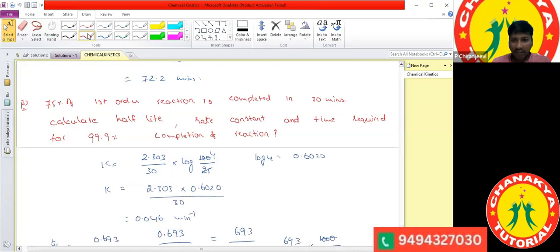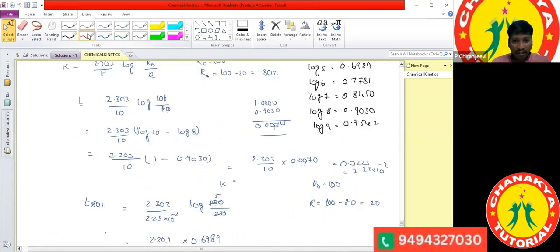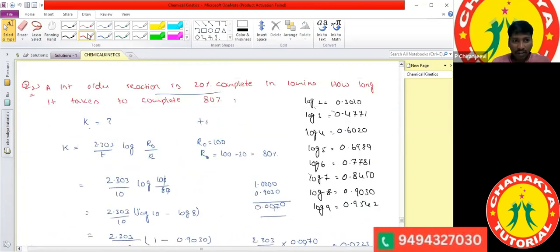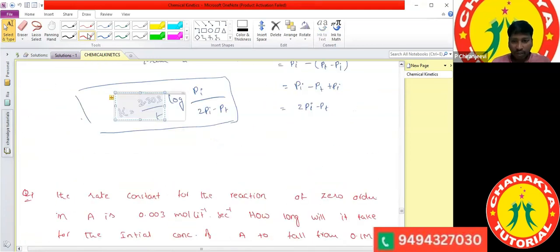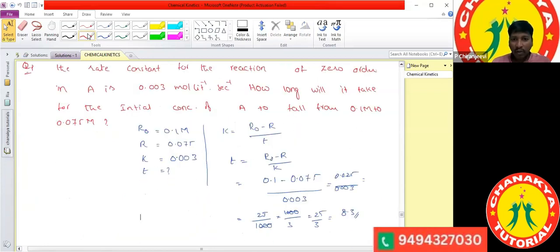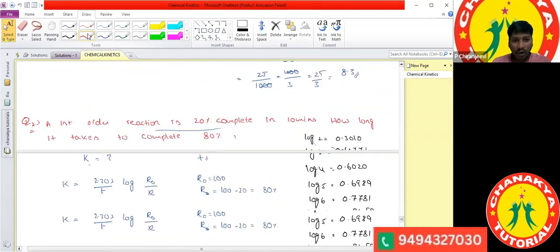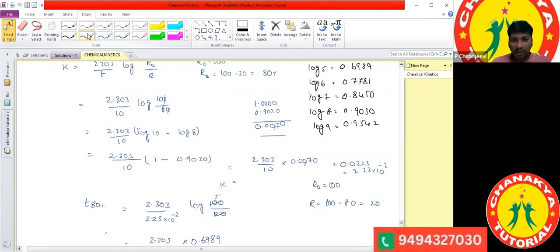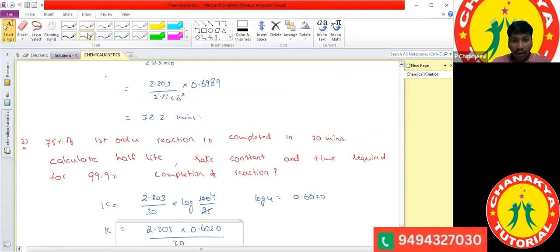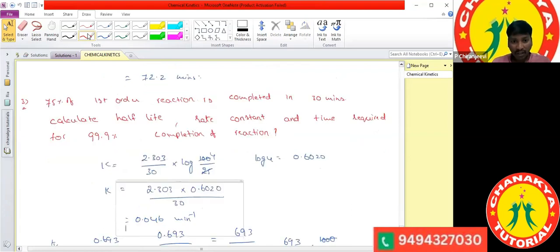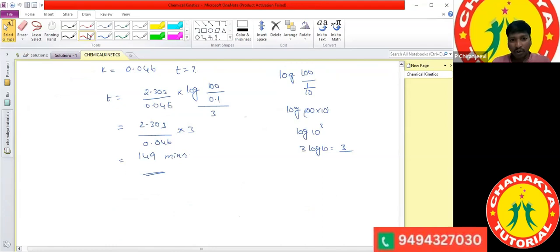75%. This question is different. This one also is different. And the first question also is different. This first question is related to zero order reaction. Second question is related to the first order reaction. And third question is related to half-life period and first order reaction.